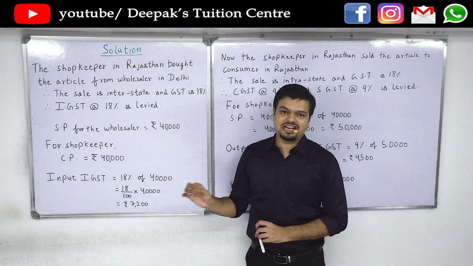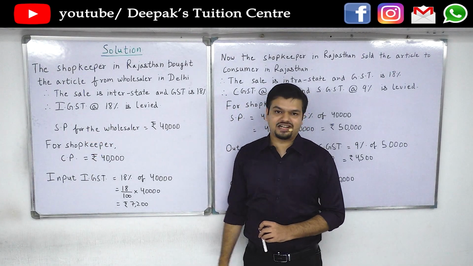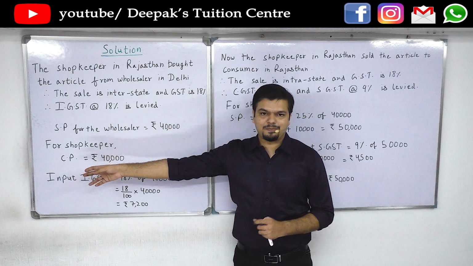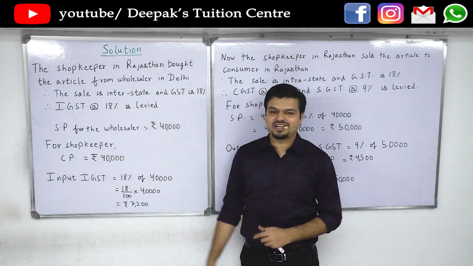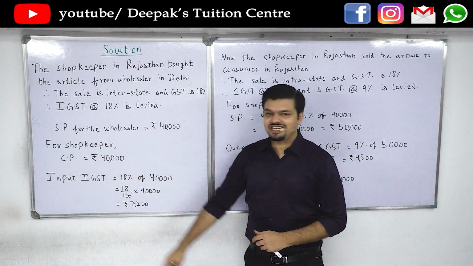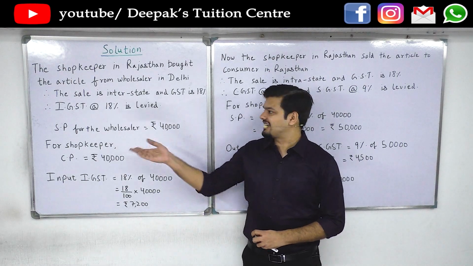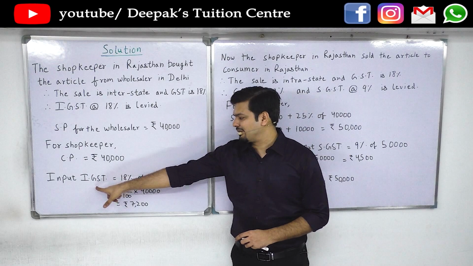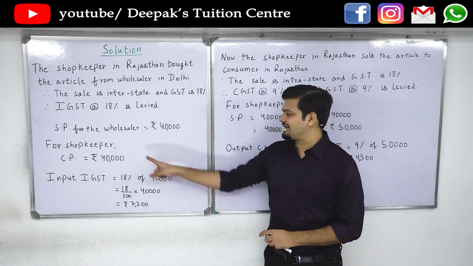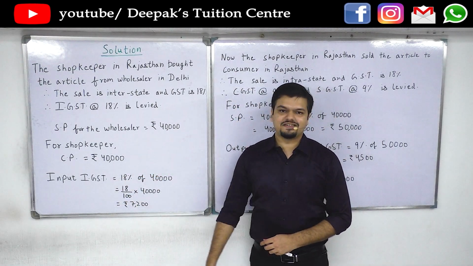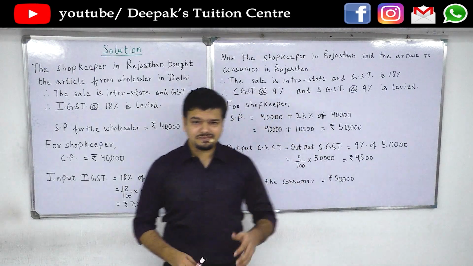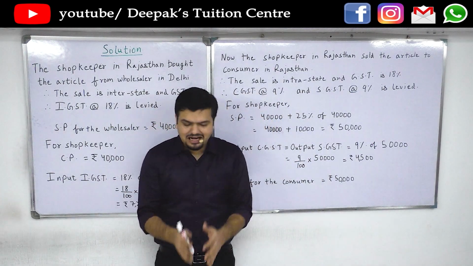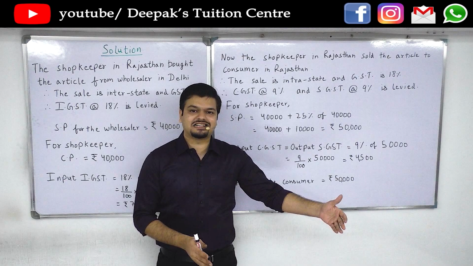Selling price for the wholesaler as given in the question is rupees 40,000. So, therefore, for the shopkeeper, cost price will obviously be rupees 40,000. So, input IGST, since it's a case of interstate sales, IGST will be levied. So, input IGST will be 18% of 40,000, that is rupees 7,200.